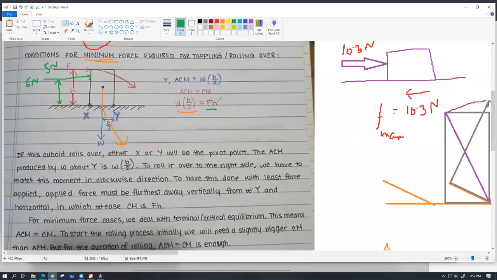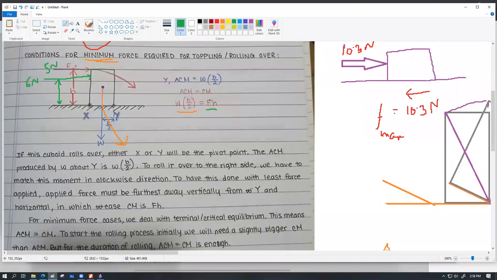Let's say this number has to be something. So you can get this same value either by having a large value of F and a small value of H, or vice versa. If you want the smallest value of F to work for us, then your H has to be the biggest. So if we apply the force exactly on the topmost level, in this case by applying a force of 5 Newton, maybe we'll be able to topple this over.